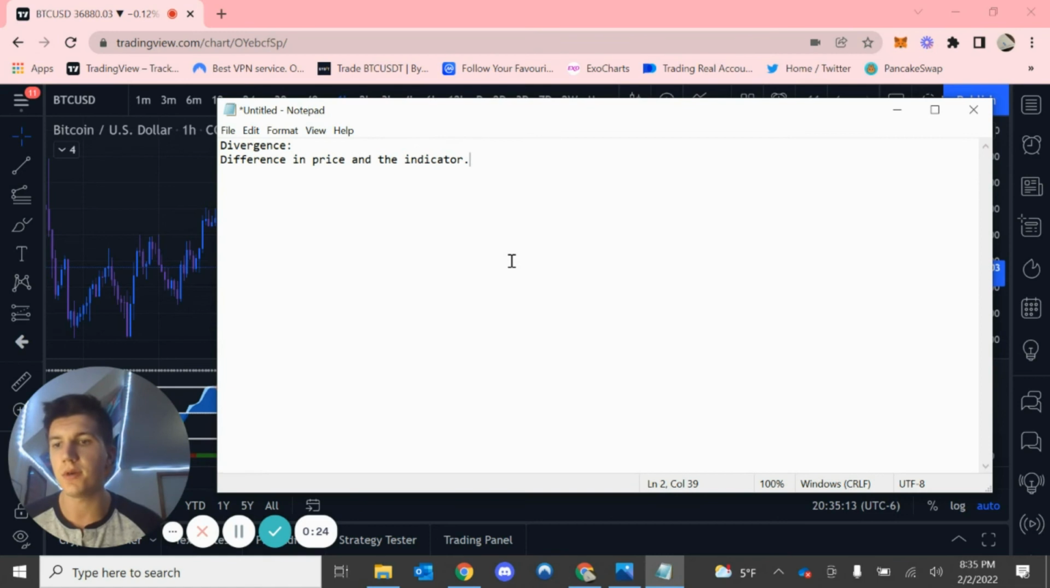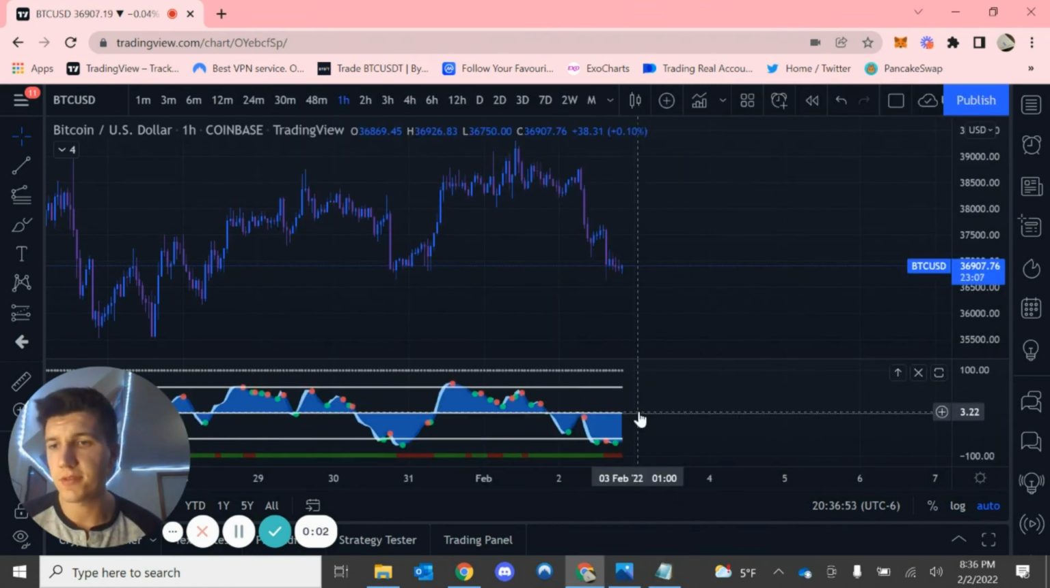Now, to sum it all up, a divergence is a difference in price and the indicator. They're showing opposite things. And with this, you can have bullish divergences where price is making lower lows as our momentum is making higher lows, and bearish divergences where price is making higher highs as our momentum is making lower highs. I hope you guys liked this video and it was of use to you.